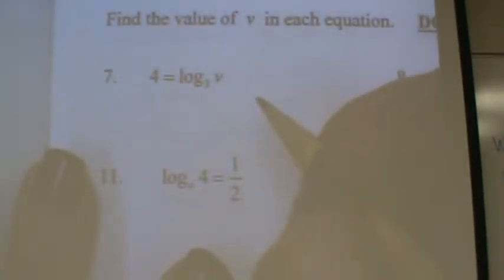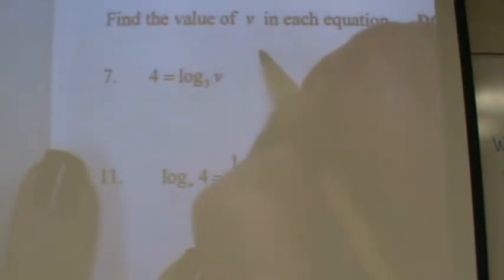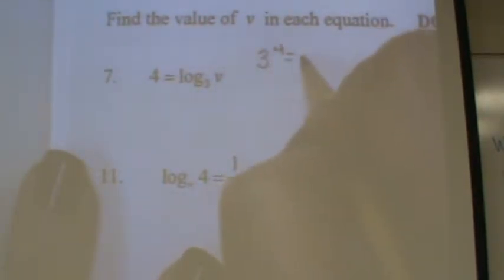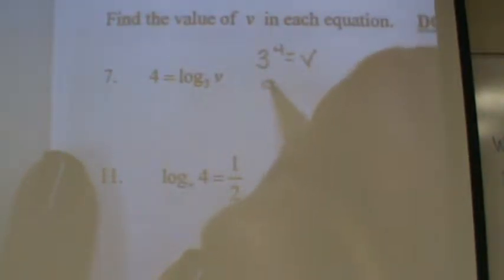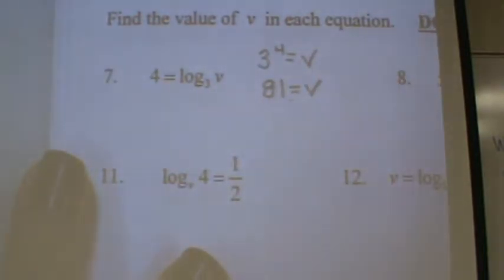So let's use our information on translating these to exponential. How do you translate this? It says 4 is the log of v base 3. How do you convert this? And sorry, I did not leave a lot of room, so write small. 3 to the 4th power is v. Well, can you do 3 to the 4th? 81. It's 81. So that's your answer. You're trying to solve for v on all these.